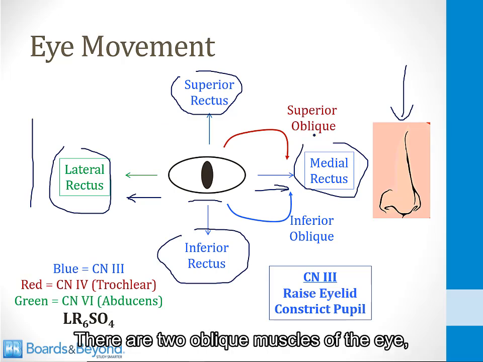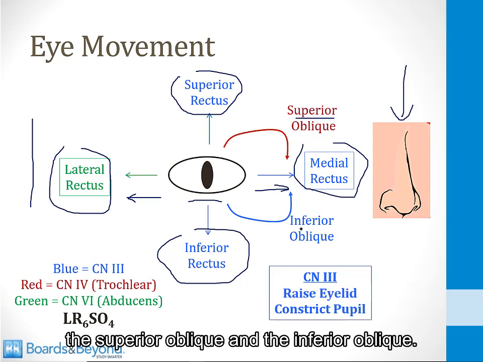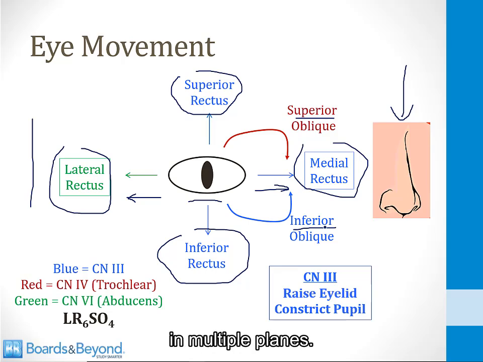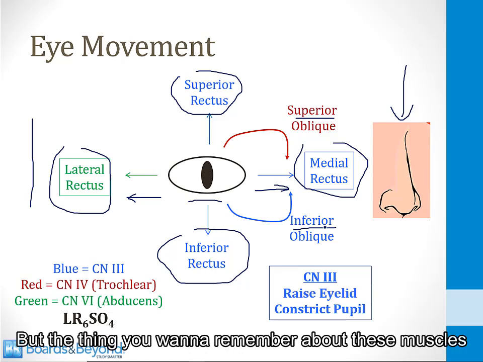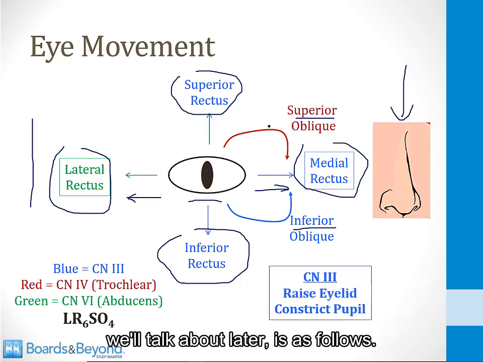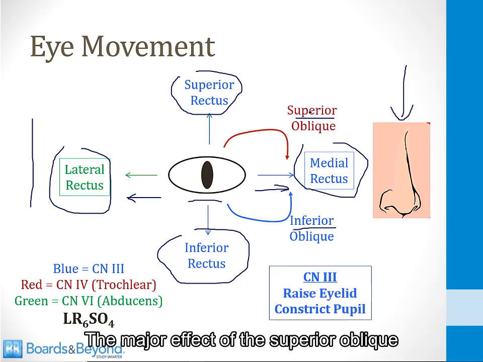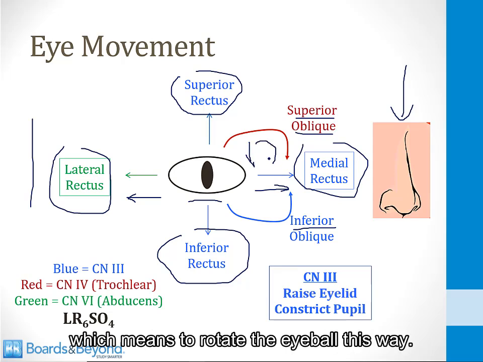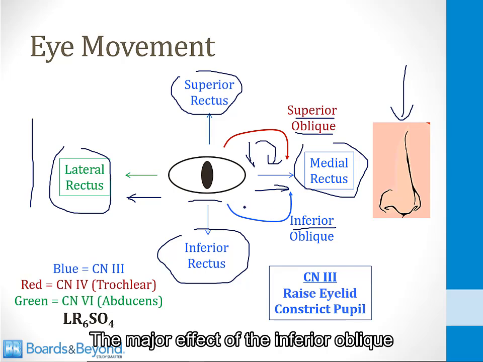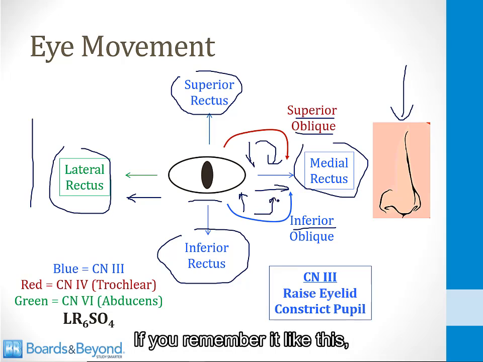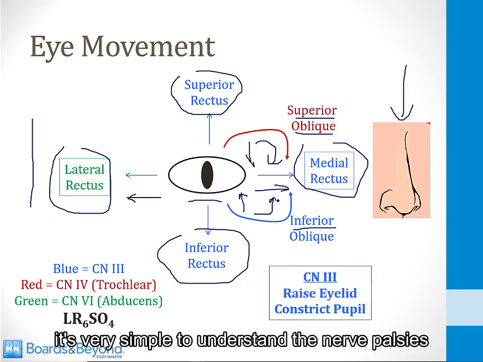There are two oblique muscles of the eye, the superior oblique and the inferior oblique. They both have complicated effects on eye movement in multiple planes, but the thing you want to remember about these muscles so that you can understand the nerve palsies we'll talk about later is as follows. The major effect of the superior oblique is to turn the eye downward and to intort it, which means to rotate the eyeball this way. The major effect of the inferior oblique is to raise the eyeball and to extort it, which means to turn it that way. If you remember it like this, it's very simple to understand the nerve palsies we'll talk about in a few slides.